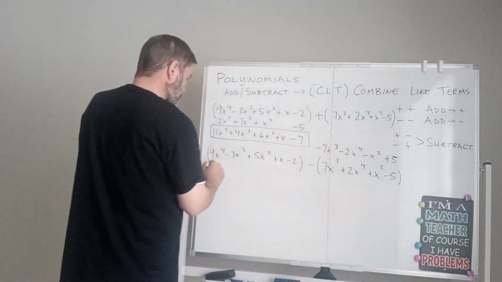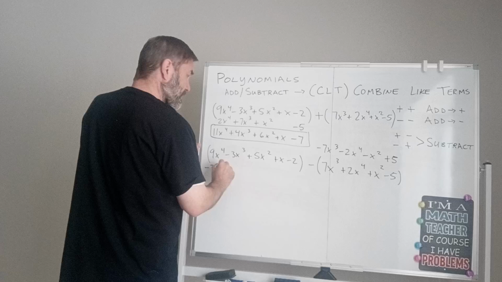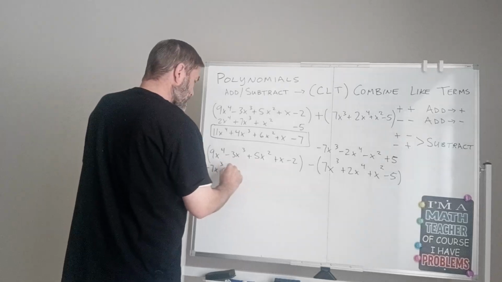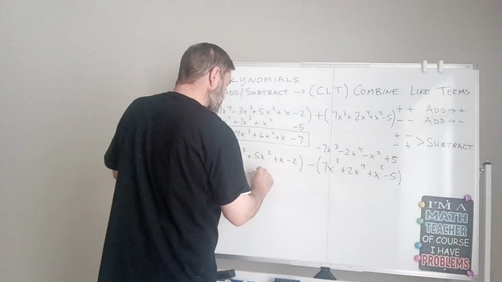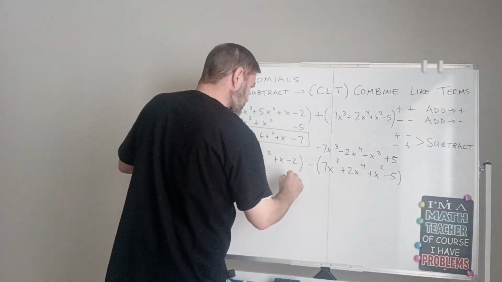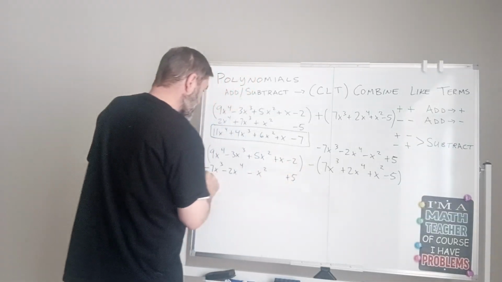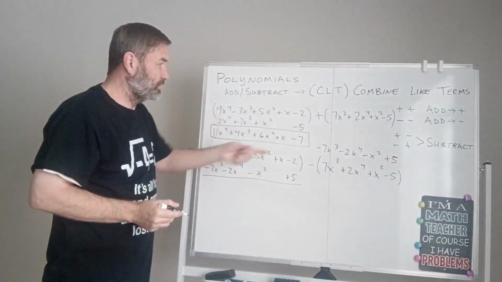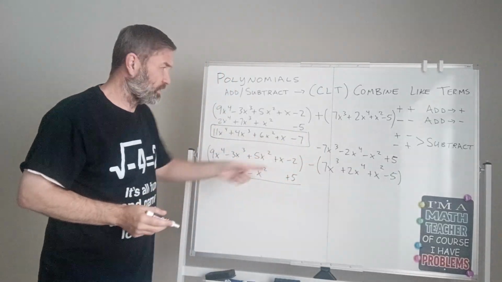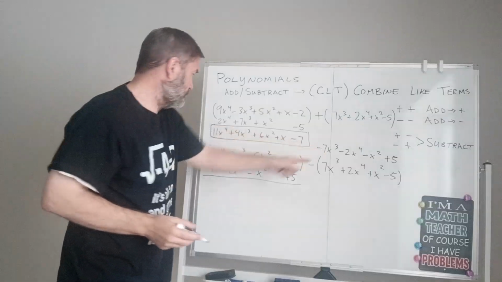Okay, so now when I bring these over, there's my negative 7x cubed. I've got a minus 2x to the fourth. I've got a minus x squared. Again, no x term, and now I got my plus 5. Now, when you do this, you want to make sure you get all the signs right. Real easy to miss one, mistranscribe the number, so that's going to be negative 7x cubed.